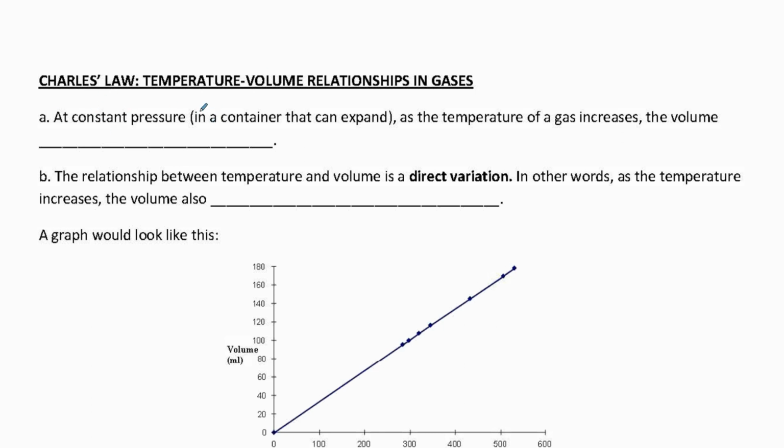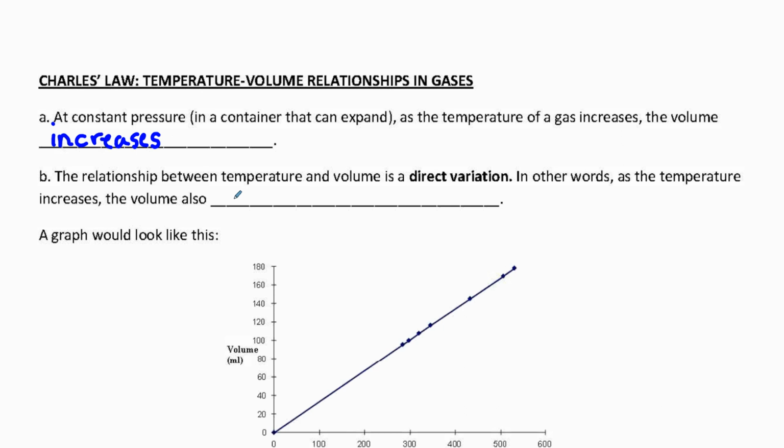At constant pressure, in a container that can expand, so this is important to know, the container is able to increase and decrease in size, as the temperature of a gas increases, the volume also increases. If we think about what happens when we add heat to a gas, we know that it increases the speed or the kinetic energy of the particles. It also causes them to move further apart. They're going to expand further away from each other. So as that temperature increases, the gas particles move further apart, which makes for a larger volume.